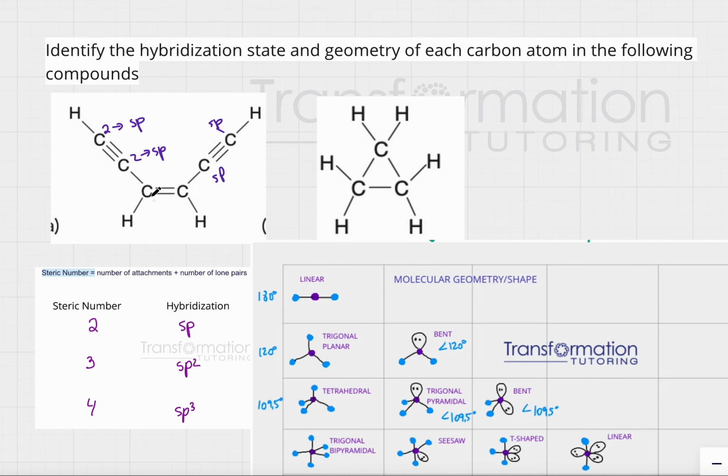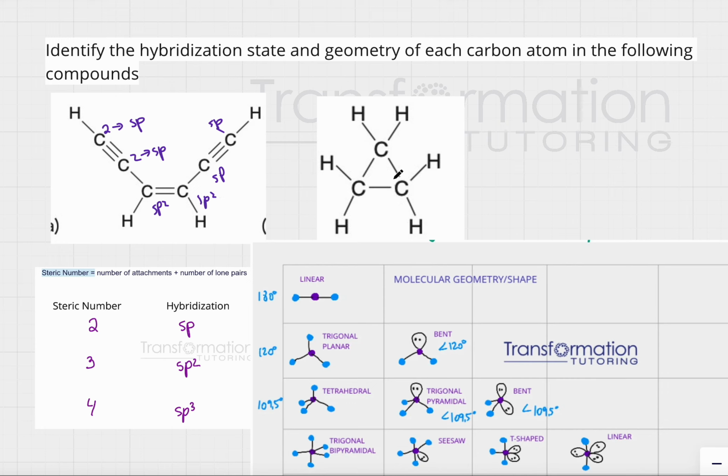And now let's look at this carbon. It's connected to 1, 2, 3 atoms, and it has no lone pairs. 3 means sp2. So this carbon is sp2, and so is this one. Again, this molecule is very symmetrical.